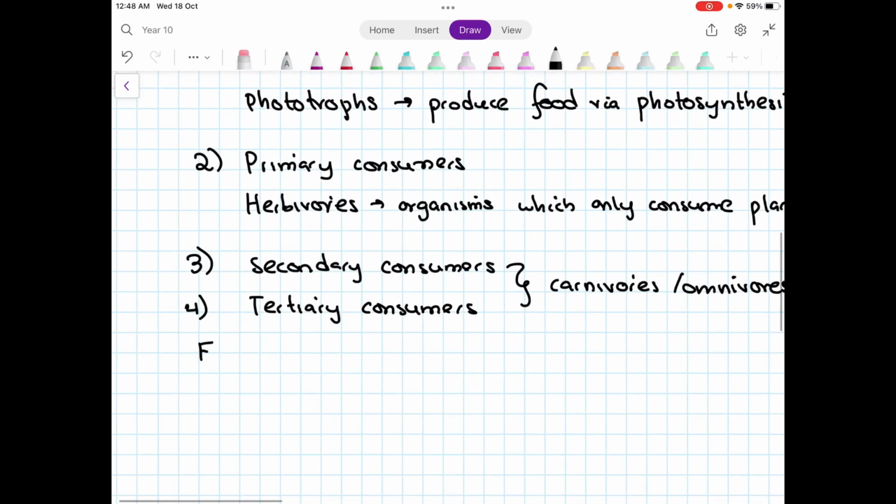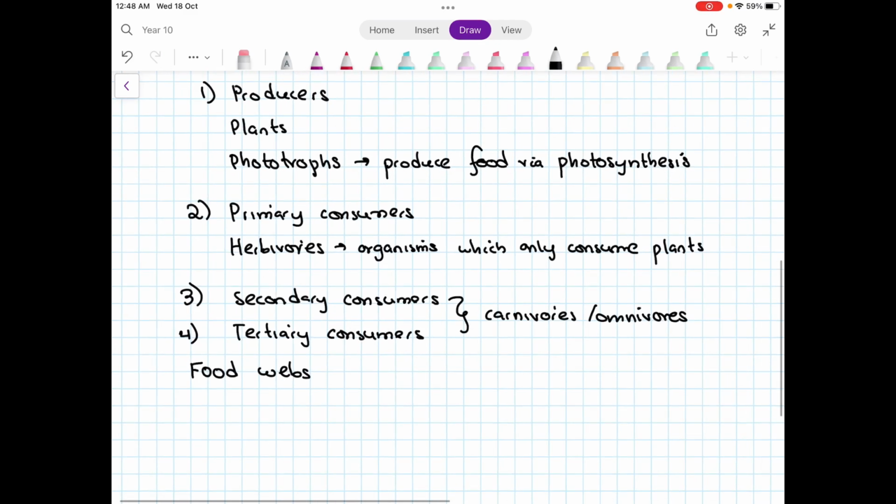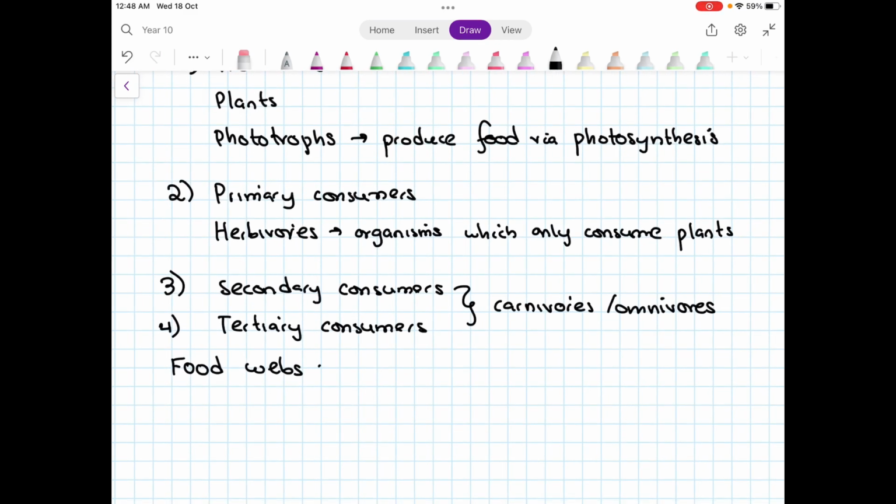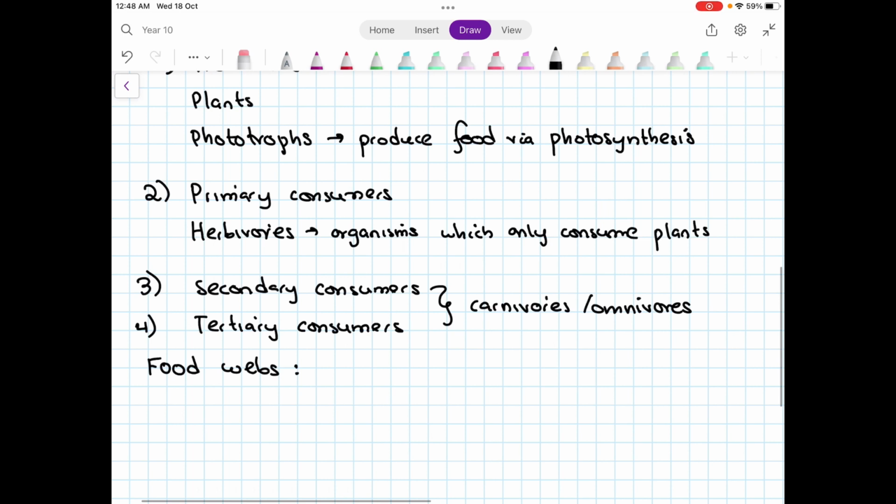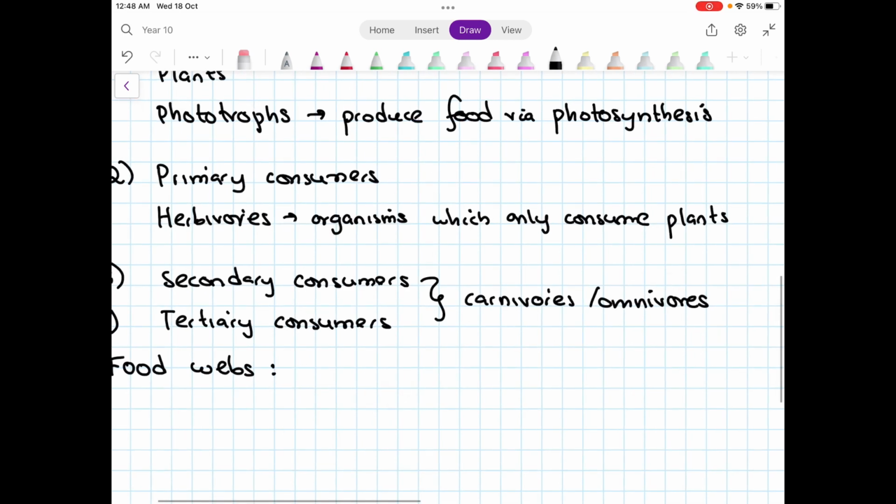So whilst this diagram above is a food chain, we can also see food webs. And the same trophic levels apply. It's just that food webs are a series of interconnected food chains.